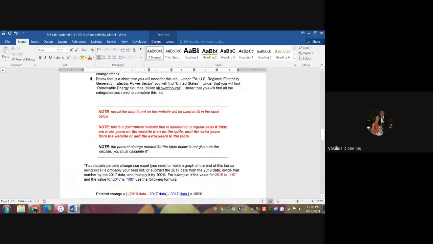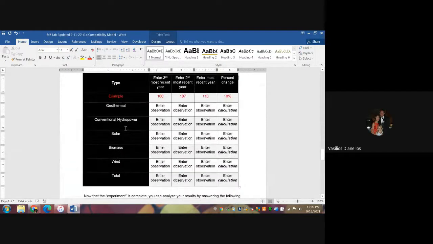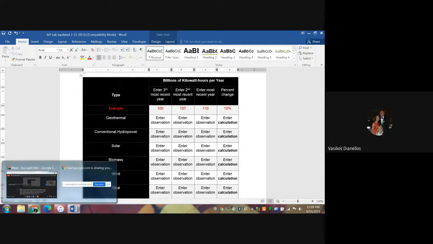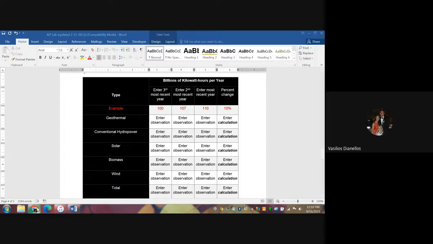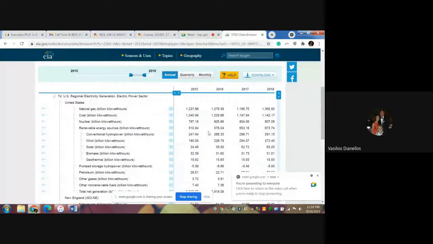It will open up the website that you need, and you can use this website to fill in this data. Now, because I don't want to give away any answers, we are not going to look at the most recent years, because that is what you are going to do. So let's take a look here. If you click on the website, this is what you'll come to, as described in the lab worksheet. All the settings should be exactly where you need them.